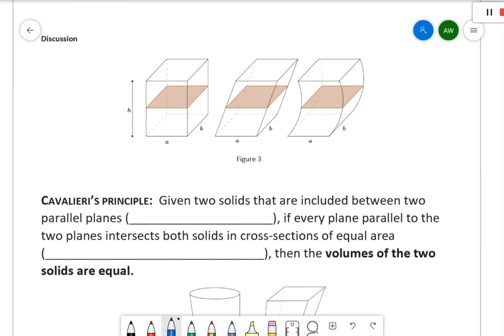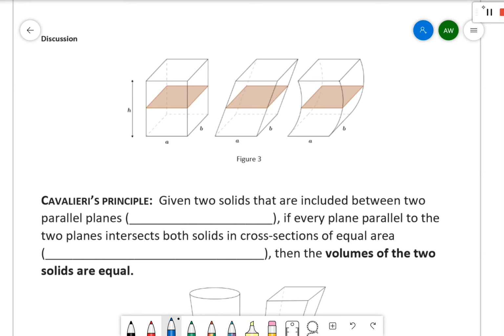So this principle says, given two solids that are included between two parallel planes, if every plane parallel to the two planes intersects both solids in cross sections of equal area, then the volumes of the two solids are equal. What does that actually mean? So what this means for us is that if instead of having those strips of paper that we're shifting, we have slices of something stacked on top of each other, and if all of our slices are the same, if we shift those around, that shifted shape still has the same volume. So let's break this down.